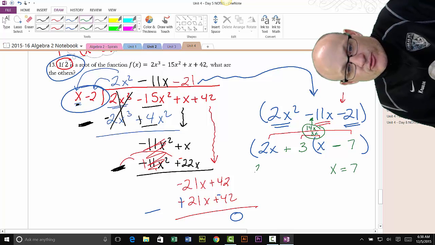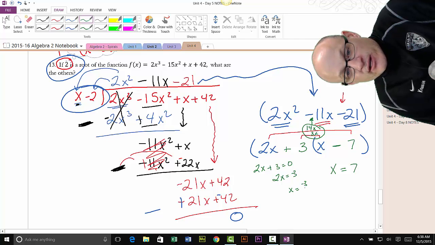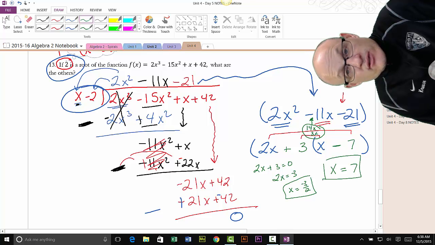Now remember, some of you are still struggling with this. This is really 2x plus 3 equals 0. Subtract 3, I get 2x equals negative 3. Divide by 2, I get x equals negative 3 over 2. So the answer is negative 3 over 2 and 7.